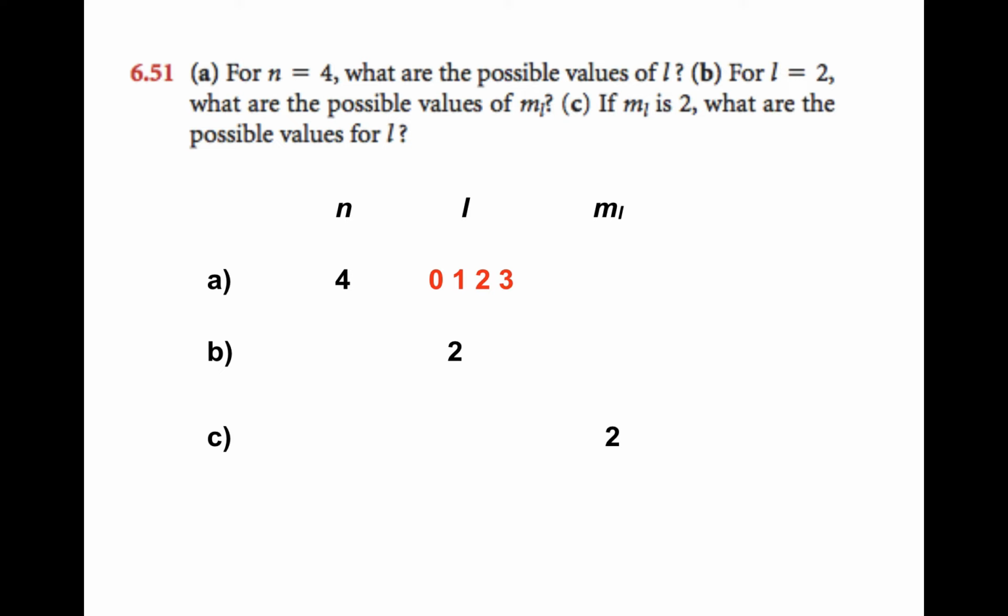L is equal to 2. What are the possible orientations? Well, it goes from -2 to +2. So 5 orientations for a D shape: -2, -1, 0, 1, and 2.